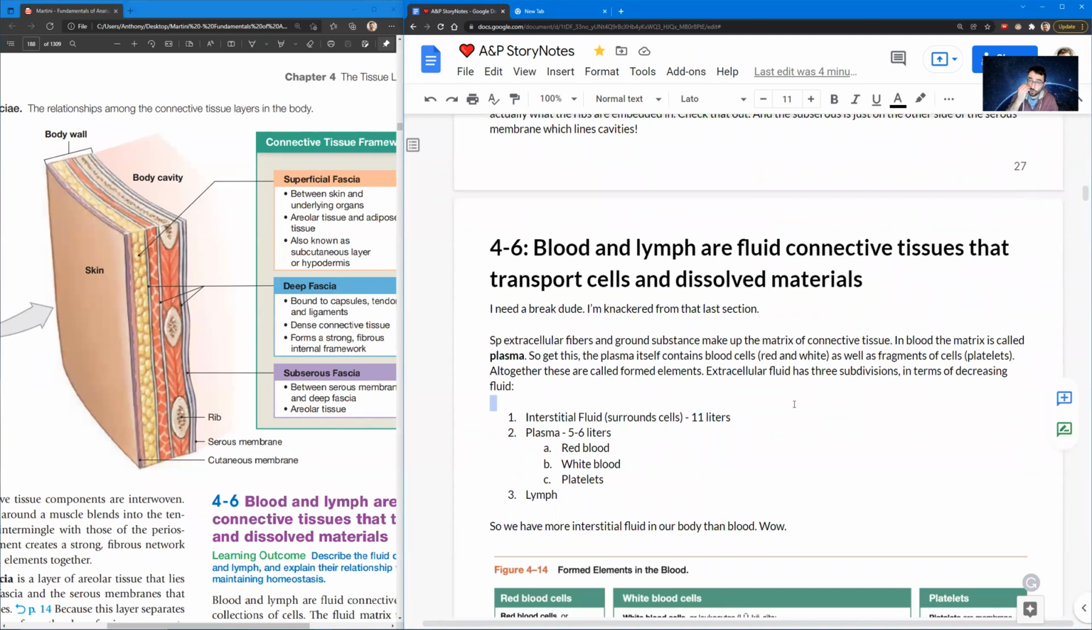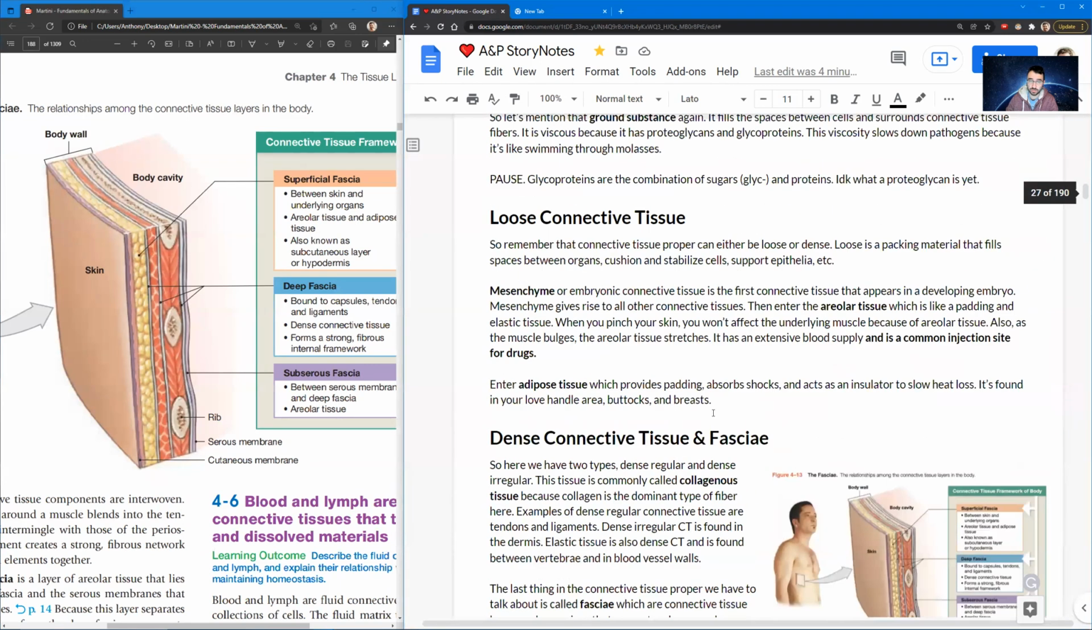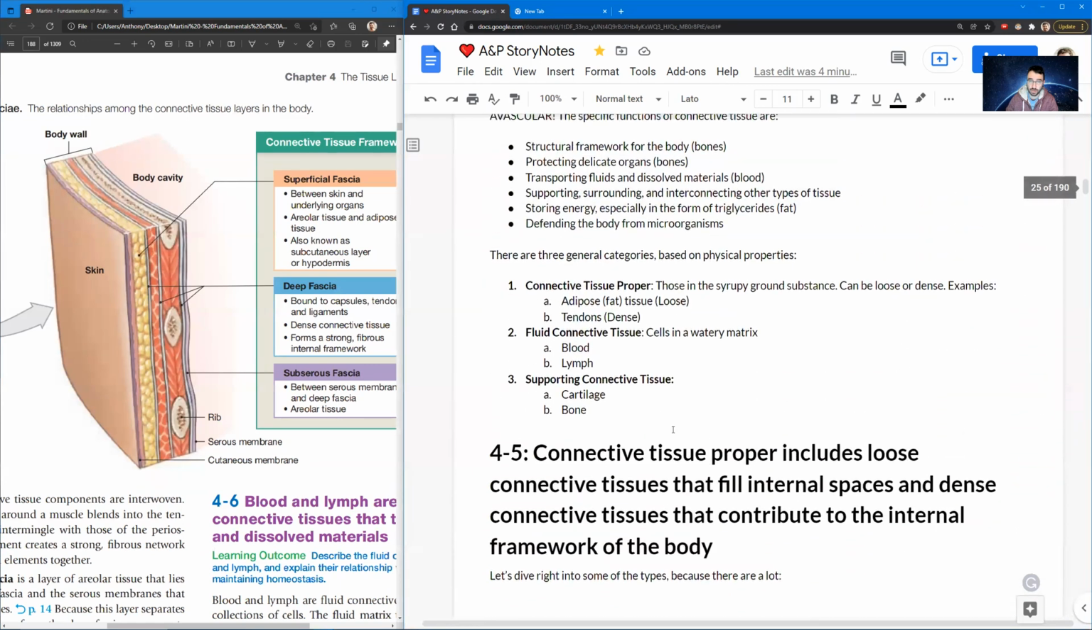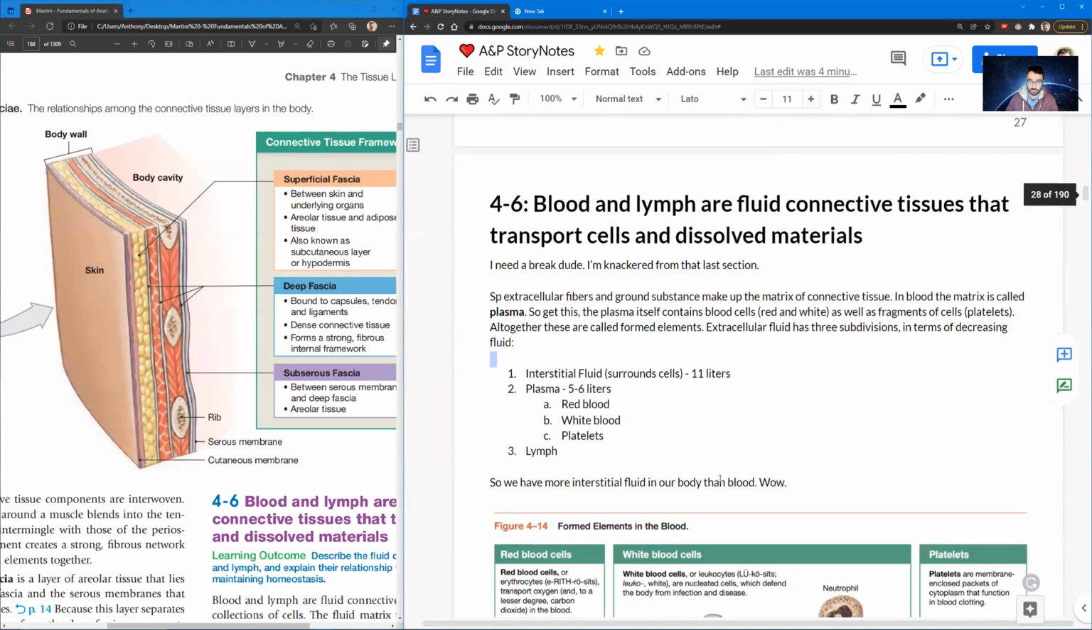So blood and lymph are fluid connective tissues that transport cells and dissolved materials. So we just talked about connective tissue proper. Now we're going to talk about fluid connective tissue.